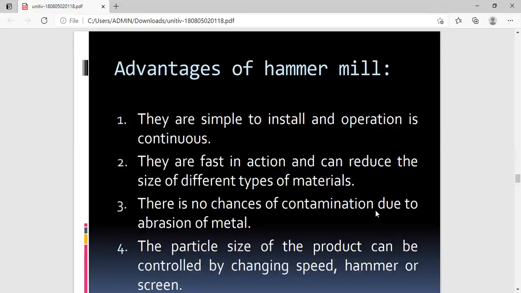What are the advantages of hammer mill? They are simple to install and operation is continuous. They are fast in action and can reduce the size of different types of material. There is no chance of contamination due to abrasion of metal. The particle size of the product can be controlled by changing speed, hammer or spring.